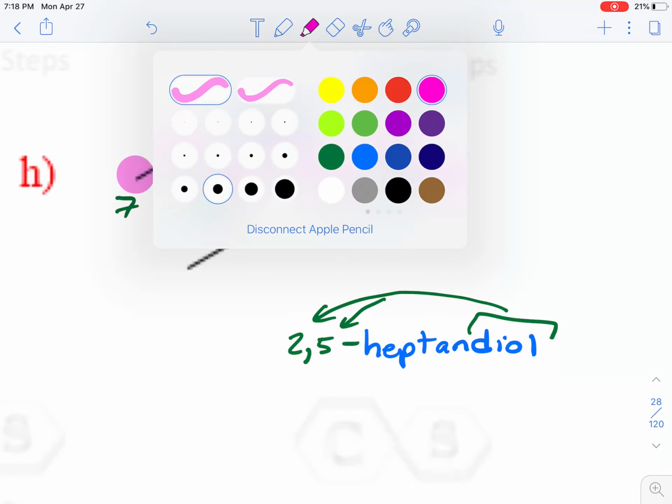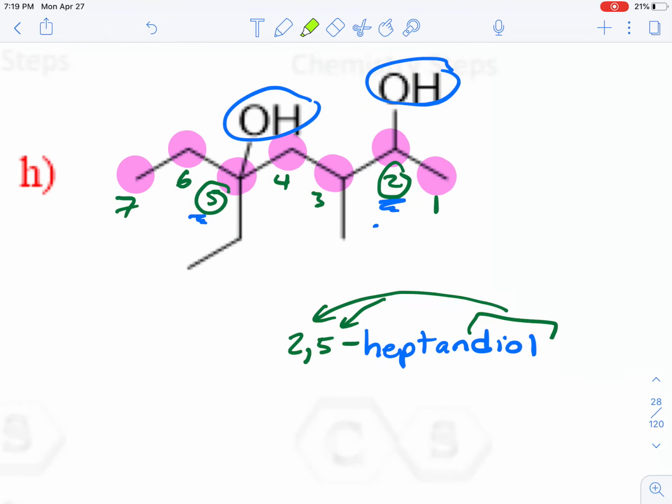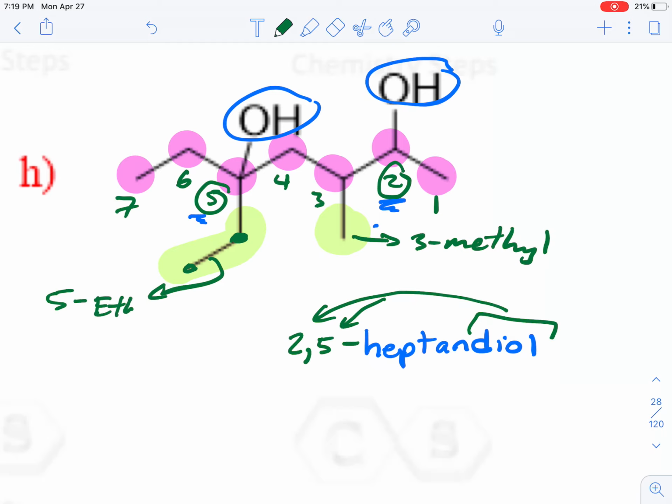So now that I have the parent chain completely named, I'm going to go ahead and look at my substituents. And so I have a 3-methyl. It's a 1-carbon substituent. 1, 2, so that's a 2-carbon substituent. So that's going to be 5-ethyl. Since I have two different substituents, I need to order them alphabetically. So this is M, this is E. E goes first.